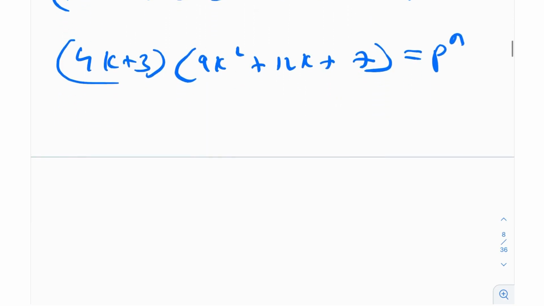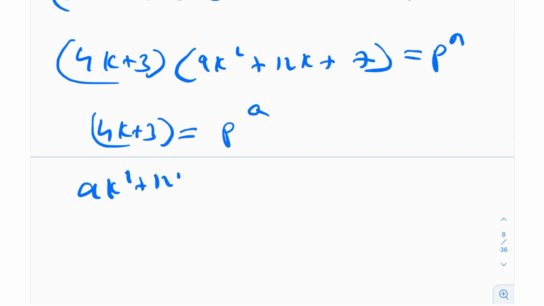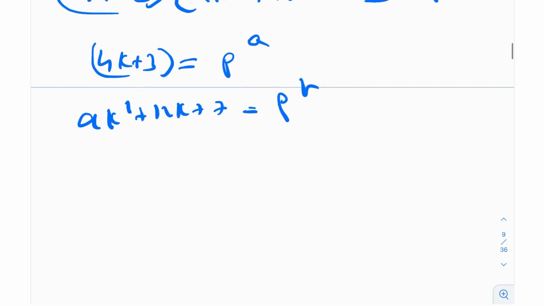So now essentially what we can figure out over here is that 4k plus 3 will be some p raised to the power a, and 9k squared plus 12k plus 7 will be p raised to the power b. So essentially, can I actually say that p^a divides p^b, if, let's say, a is less than or equal to b?